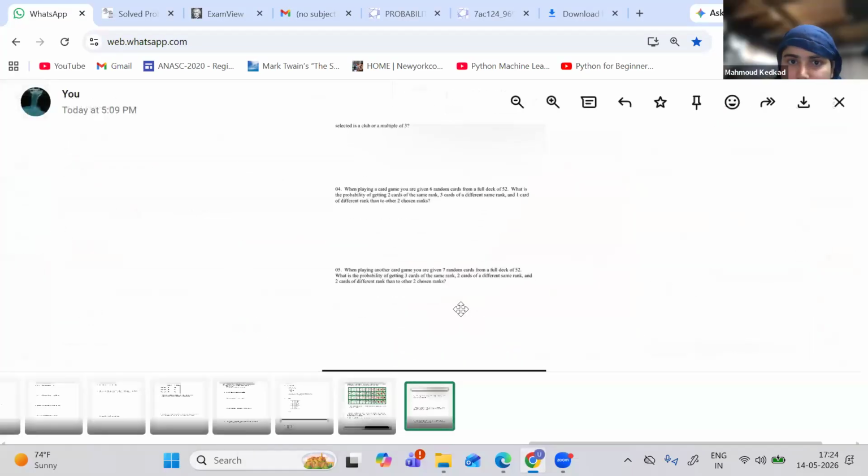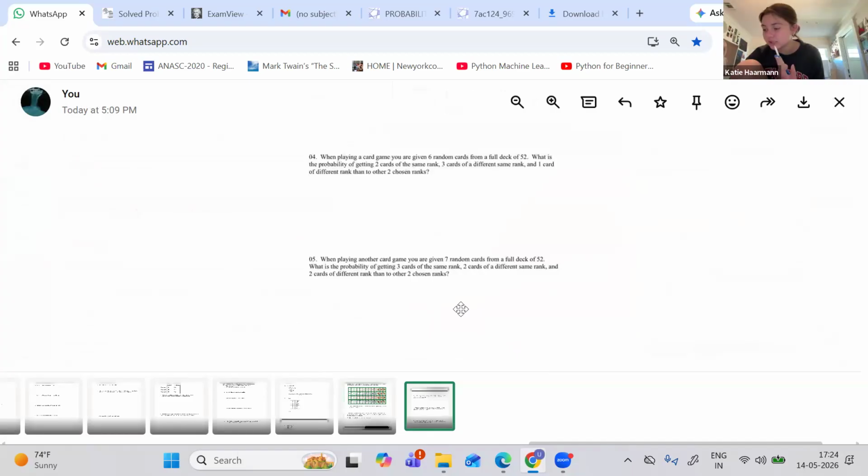Okay, that was question 4. Is it 52C6 because in total you're picking six cards from 52? Yes. And then number 5. When playing another card game, you're given 7 random cards from a full deck of 52. So underneath you do 52C7.